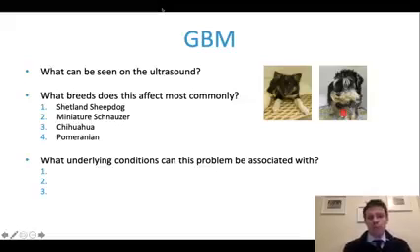And why does a gallbladder mucocele develop? What underlying conditions can this problem be associated with? So it can develop without an identifiable underlying condition.